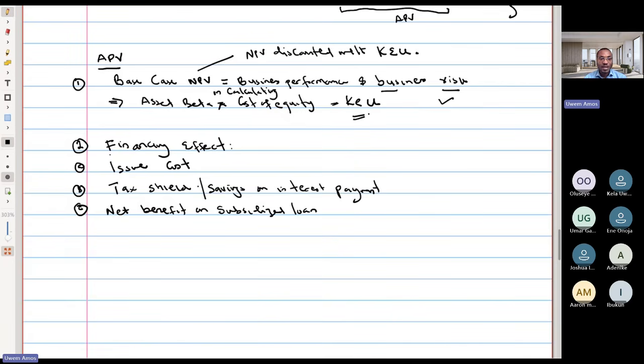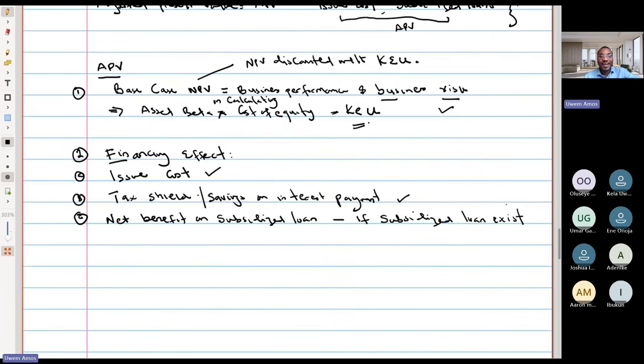We're not going to go out of these 3. We're going to focus on calculating the issue cost. We're going to calculate the net tax shield or savings on interest payment. And then we're going to look at the net benefit on subsidized loan if subsidized loan exists. If it doesn't exist, then we don't need to do that. But if it does exist, we then evaluate the net benefit. So with that quick recap, let's go back and read our question, and then we'll begin to attack it.